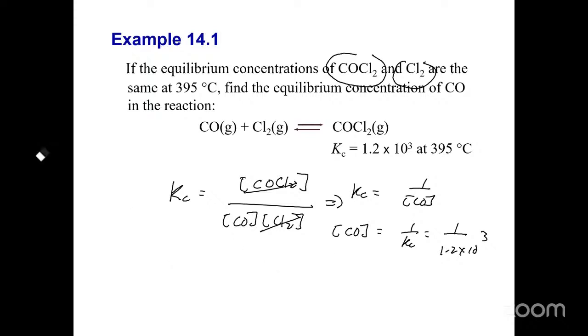So 1 over 1.2 times 10 to the 3 would be the answer, whatever it is. So let me get my calculator. Okay, so 1 over 1.2 times 10 to the 3 is what we're looking for. 1 divided by 1.2 times 10 to the 3. And according to my calculations, rounded off to 3 sig fig, the answer will be 8.3 times 10 to the minus 4. All right? So that's basically how that works.